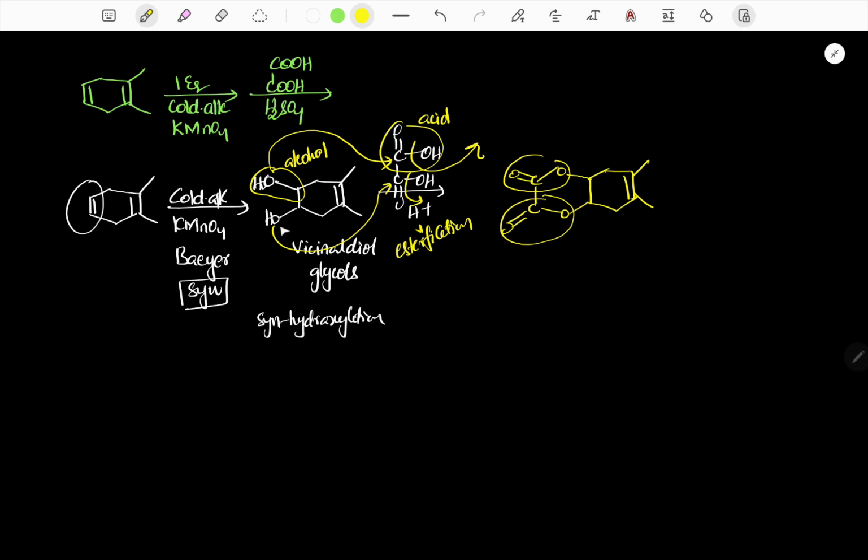So because of these arrow marks you can understand. So this reaction is known as esterification.